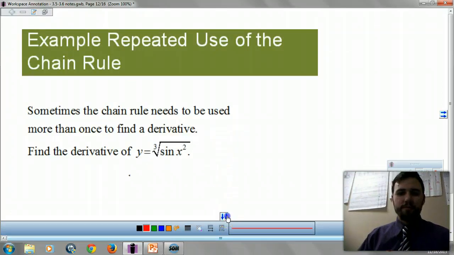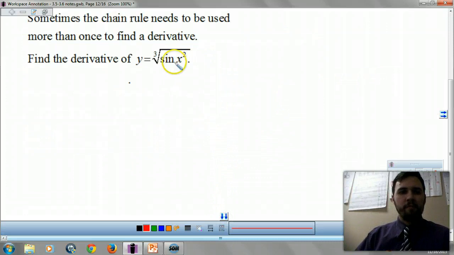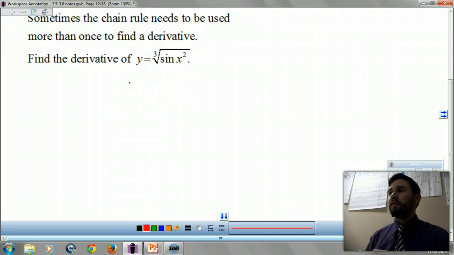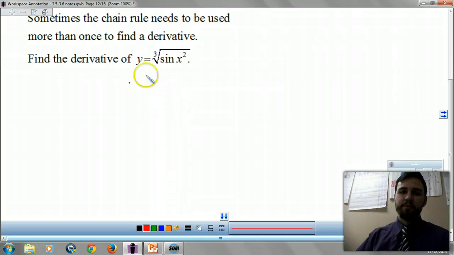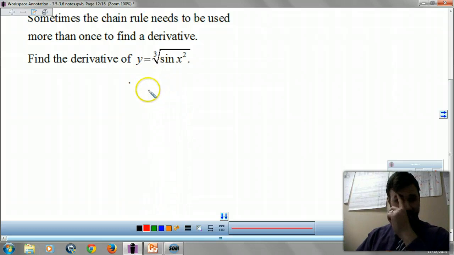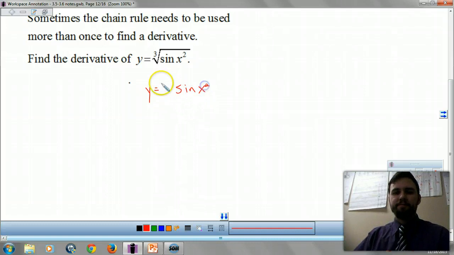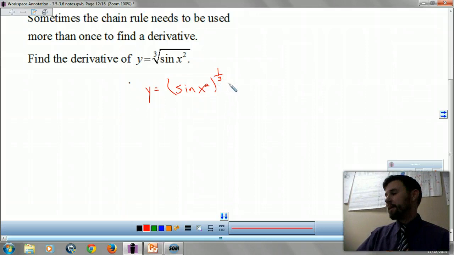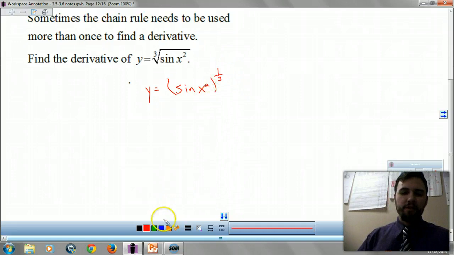Let's try the chain rule on a tougher problem. Look at this beast. How are we going to do it? It's a rule inside of a rule inside of a rule with many rules. First, we'll make this y equals sine of x squared to the 1/3, because that's what cube root means. So now, first things first, derivative of my outside. So I bring the 1/3 out in front.